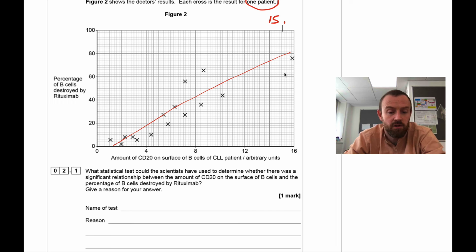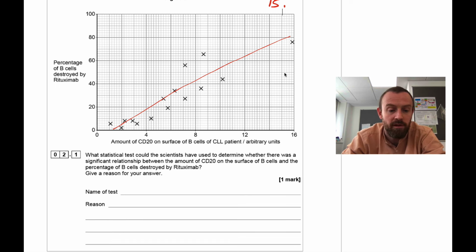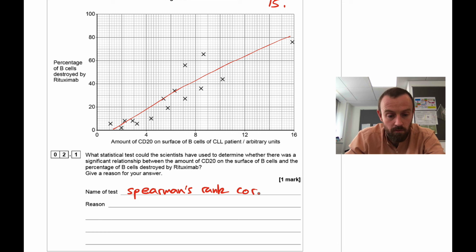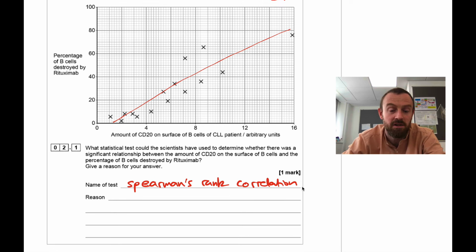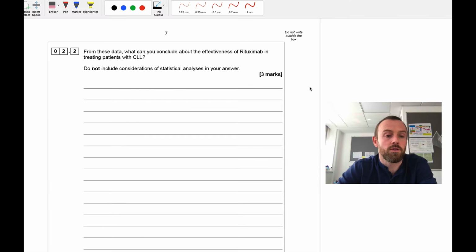What statistical test could the scientists have used to determine whether there was a significant relationship between the amount of CD20 on the surface of B cells and the percentage of B cells destroyed by rituximab? So this is the correlation, Spearman's rank correlation coefficient. And the reason is we're looking to see whether there is a statistical link between two variables that may be related. Okay, on to 2.2.